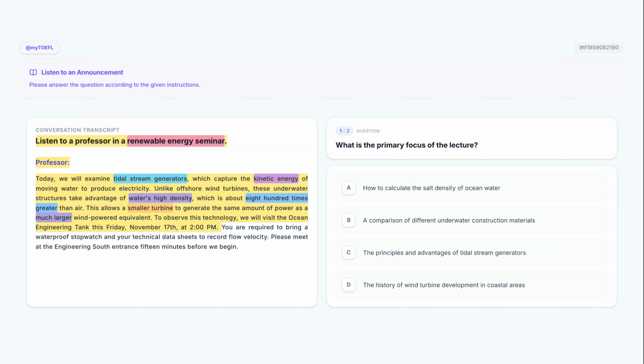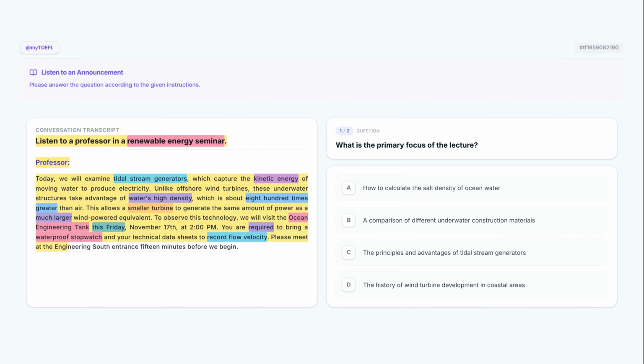The talk shifts to logistics, announcing a visit to the ocean engineering tank scheduled for this Friday. You are required to bring a waterproof stopwatch and your technical data sheets to record flow velocity. Pay attention to the required items. Students must bring a waterproof stopwatch to record flow velocity.